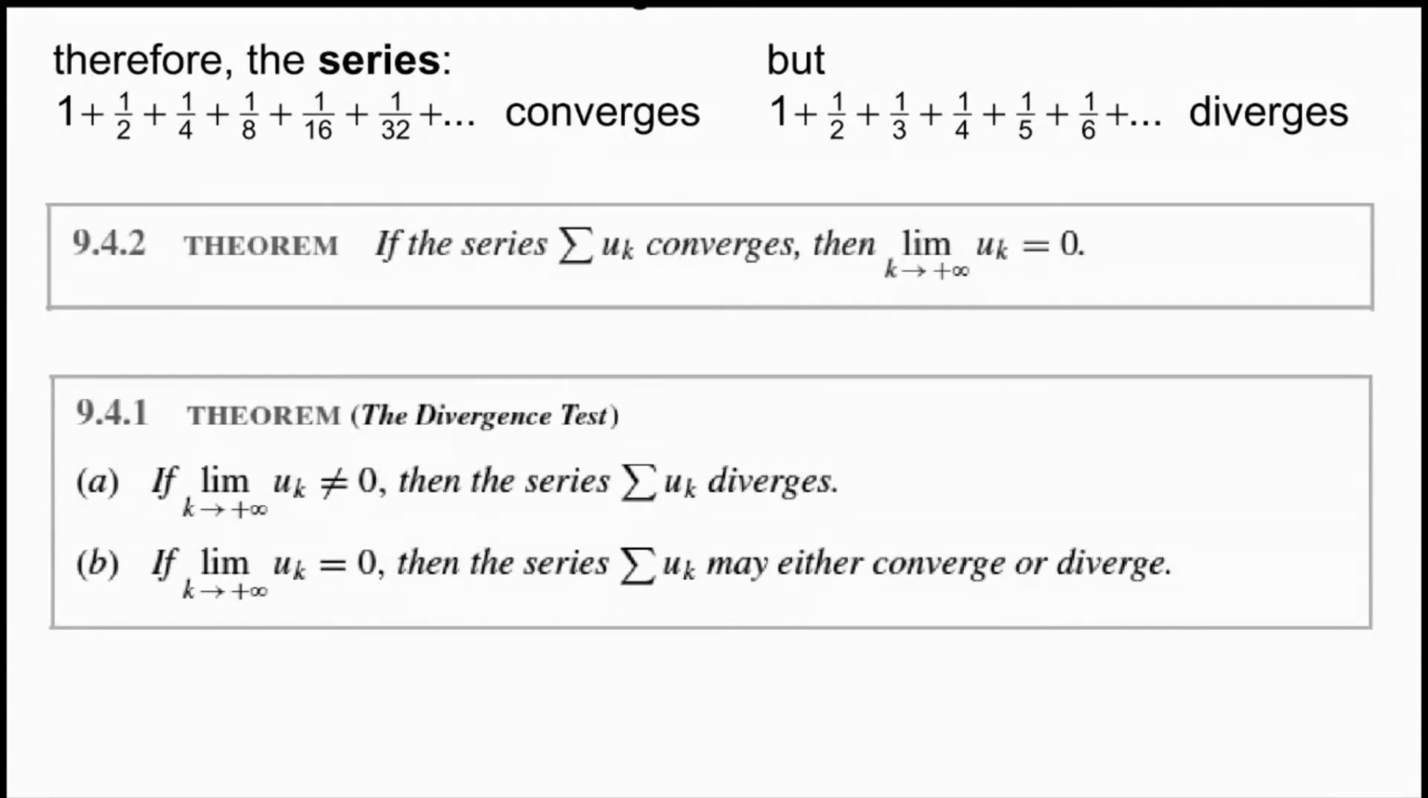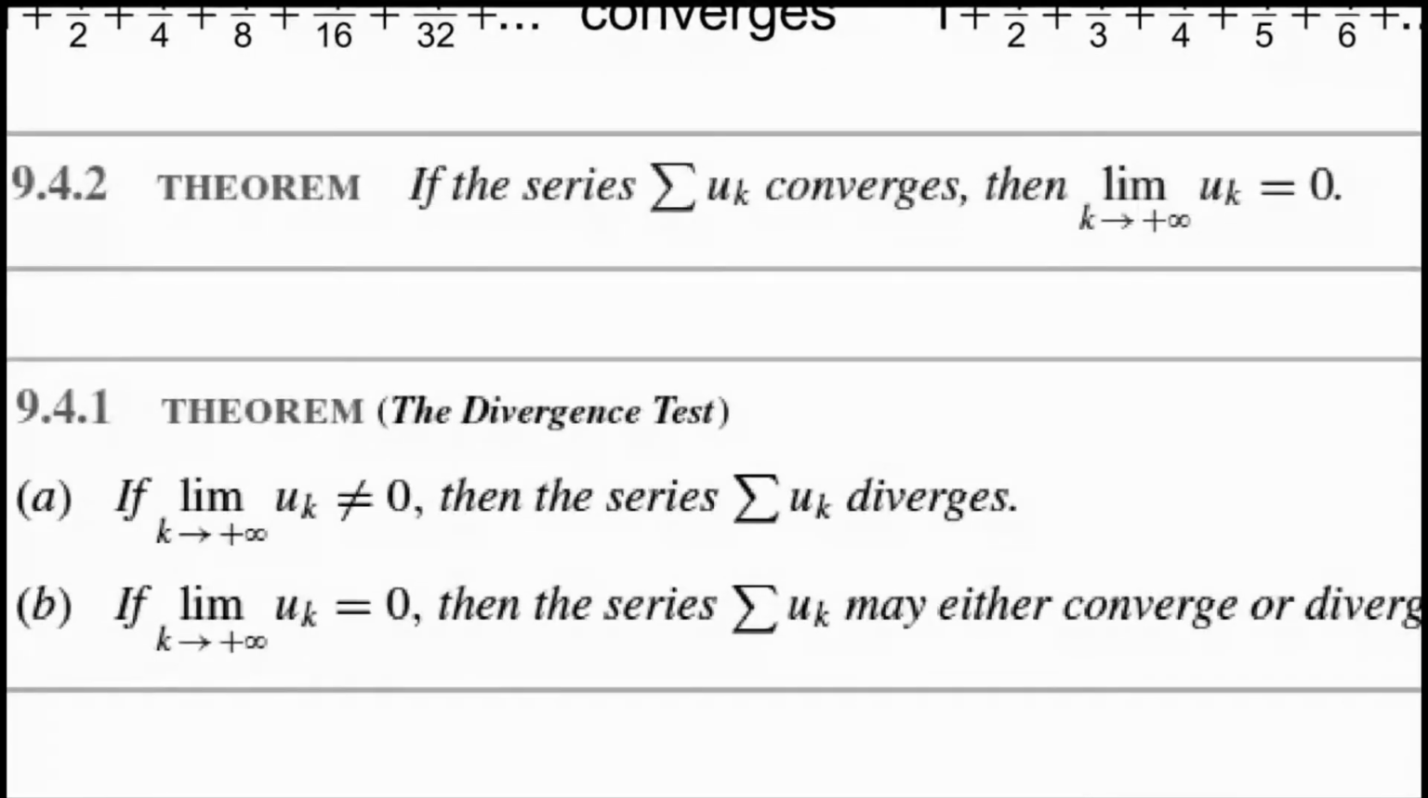Okay, so take a look at theorem 9.4.2 here. If the series converges, then as the term number increases infinitely, my terms should be approaching 0. That's essentially what that theorem says. Kind of goes without saying, but it's actually stated within a theorem there. So here's our divergence test or our nth term test.